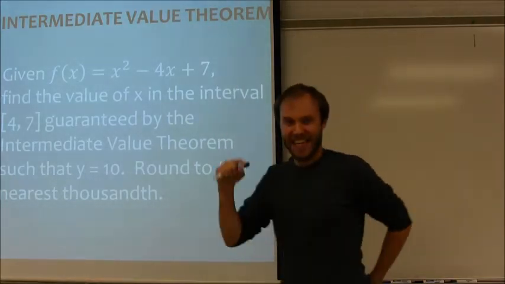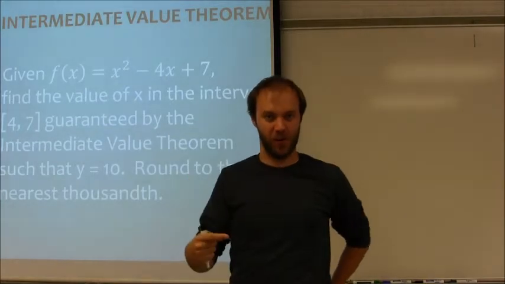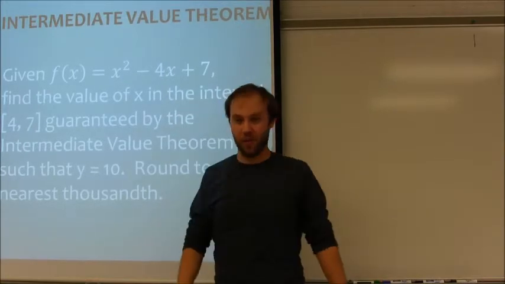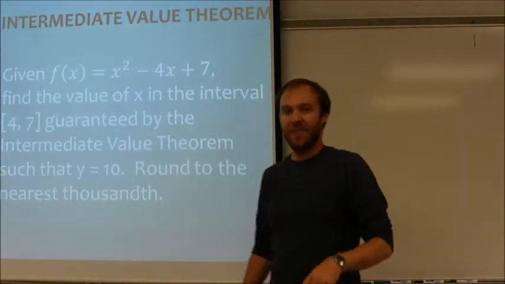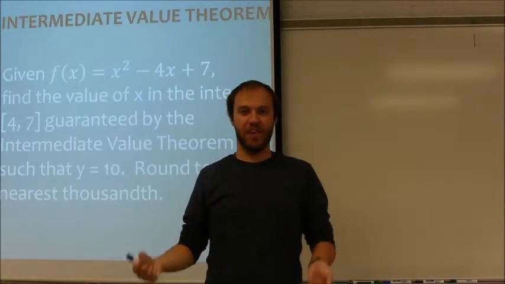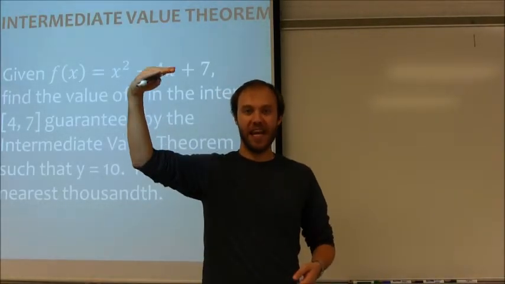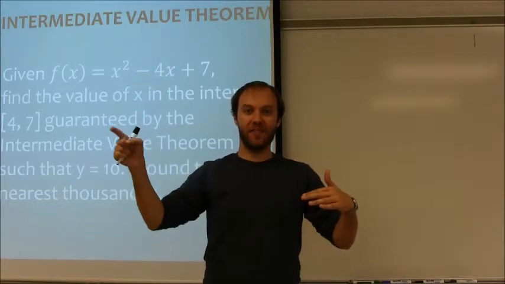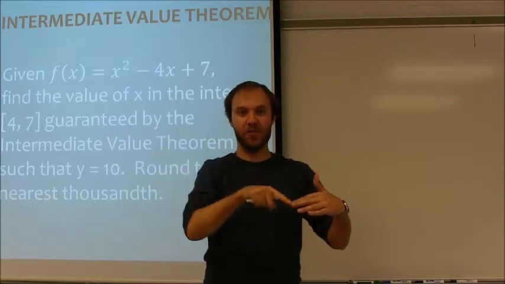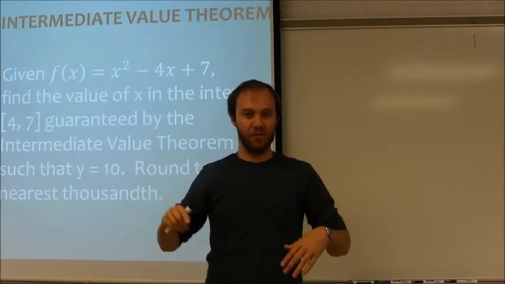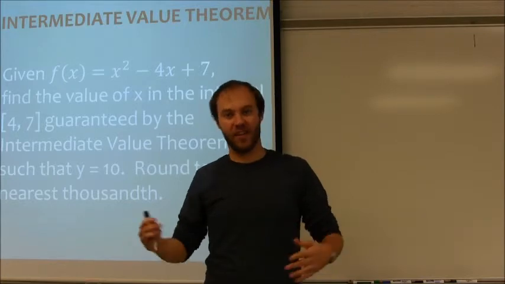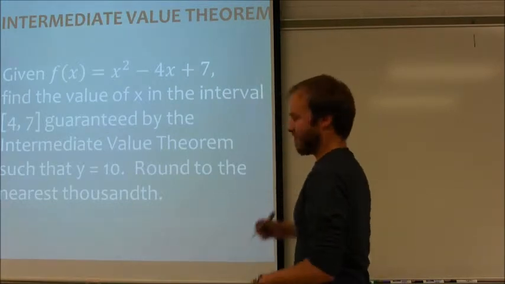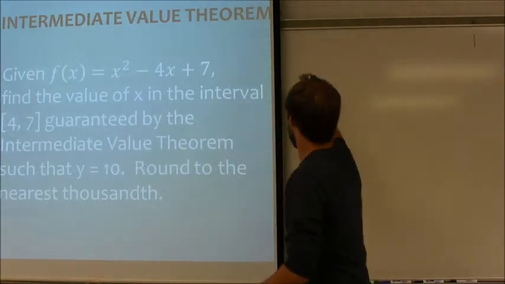Intermediate Value Theorem says that if the function is continuous, and that's very important, if there's a jump in the function, this doesn't apply. But if the function is continuous, and this is a polynomial, so it is continuous, if I have two values of the function over some interval, let's say that the function is equal to 10 at some value of x, and it's equal to 6 at some value for x, I know that that function has to pass through any values between 10 and 6. So the function has to pass through 8 somewhere, it has to pass through 7, it has to pass through 7.3.